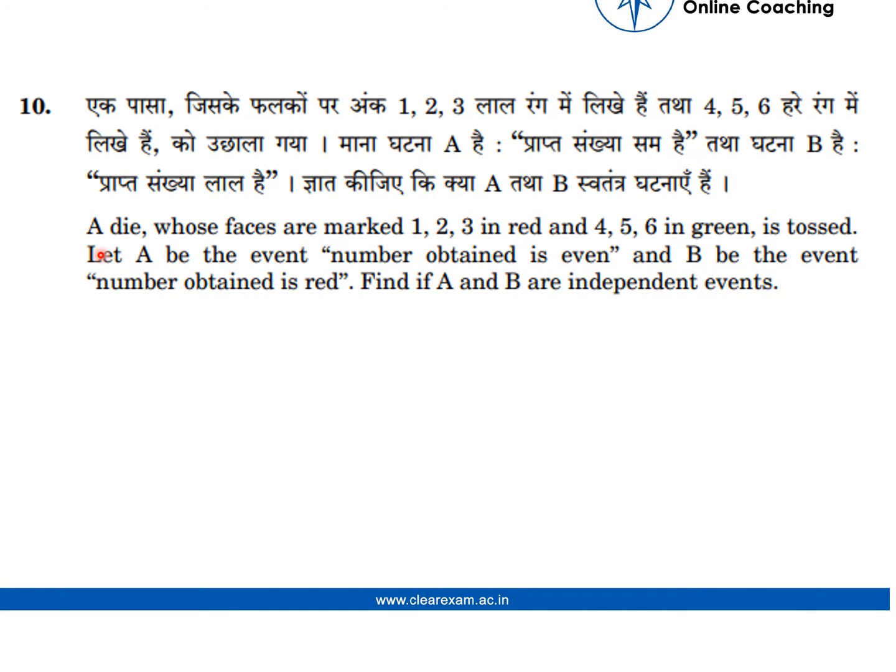We are given the question: a die whose faces are marked 1, 2, 3 in red and 4, 5, 6 in green is tossed. Let A be the event that the number obtained is even and B be the event that the number obtained is red. Find if A and B are independent events. So let's see the solution.